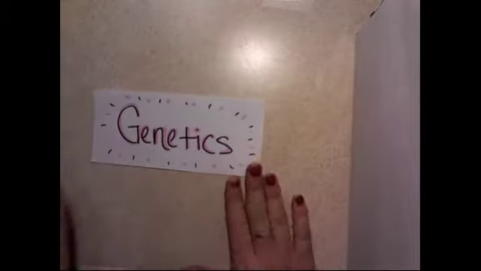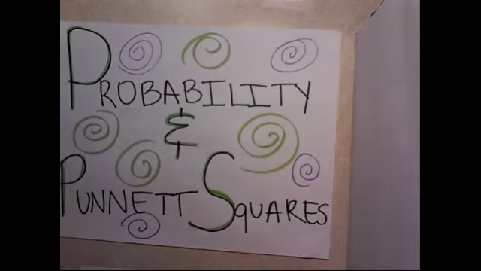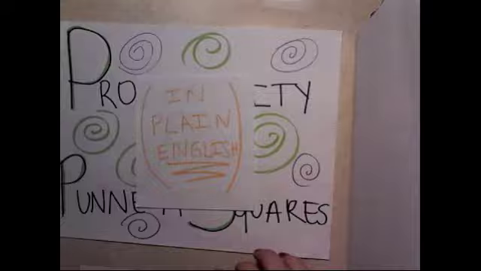Hey everybody! As you know, the unit we have been studying is about genetics. And this video highlights the main ideas of probability and Punnett squares. So here it goes. Ladies and gentlemen, this is probability and Punnett squares in plain English.